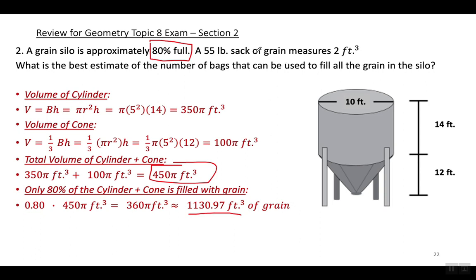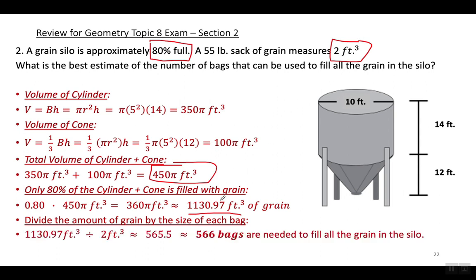Now the final step is we've got to divide the amount of grain that we have by the size of each bag. Right here it tells you that each bag is 2 cubic feet. So divide the amount of grain, which is 1130.97, by 2 cubic feet, and that gives us approximately 565.5, which when you round it means that you need 566 bags to fill all the grain in the silo.